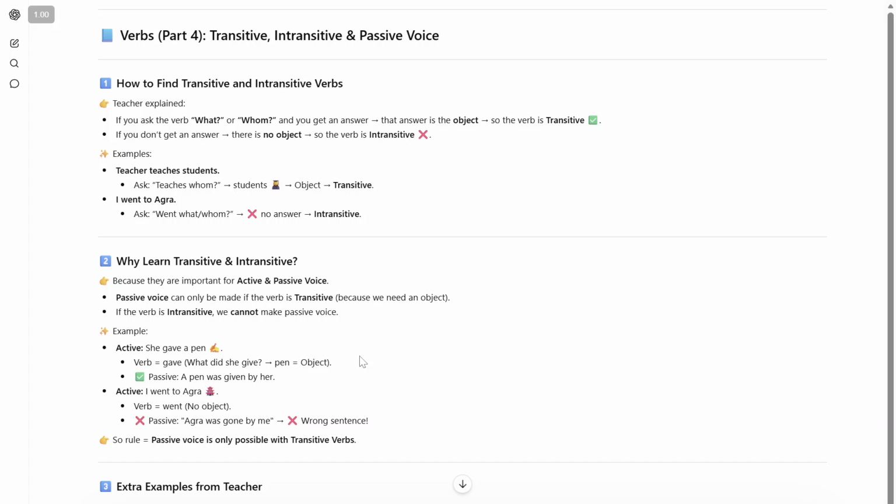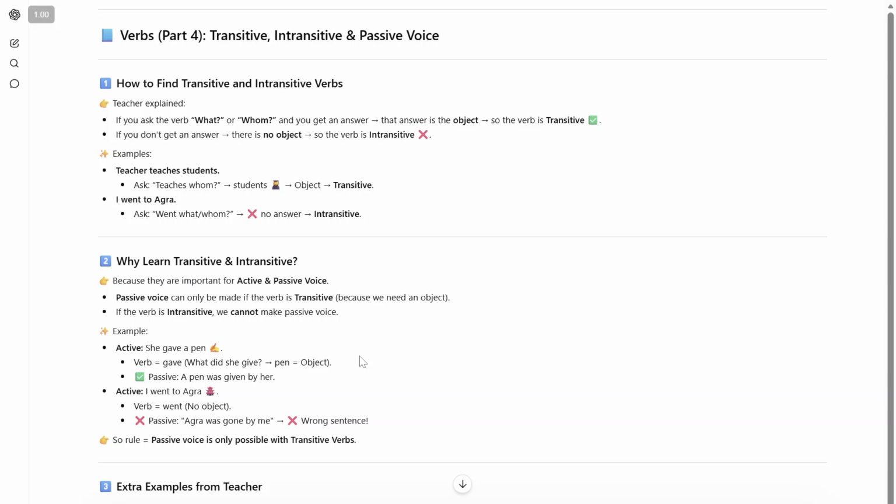Why learn transitive and intransitive? Because they are important for active and passive voice. Passive voice can only be made if the verb is transitive because we need an object. If the verb is intransitive, we cannot make passive voice. Example, active: she gave a pen. Verb equals gave. What did she give? Pen equals object. Passive: a pen was given by her. Active: I went to Agra. Verb equals went, no object. Passive: Agra was gone by me, wrong sentence. So the rule is: passive voice is only possible with transitive verbs.